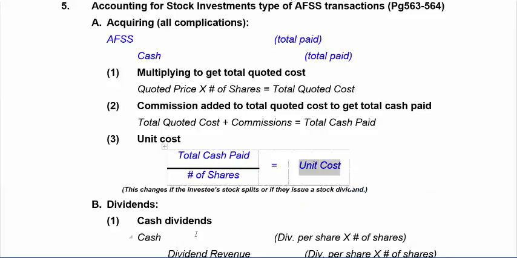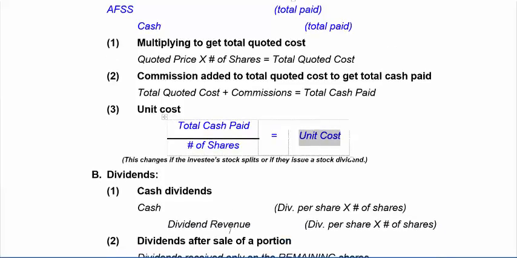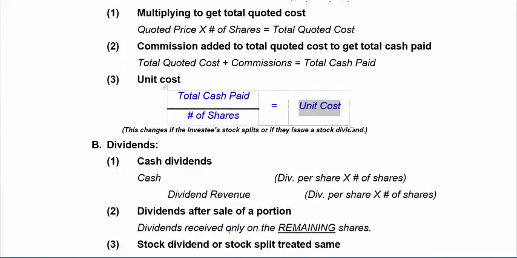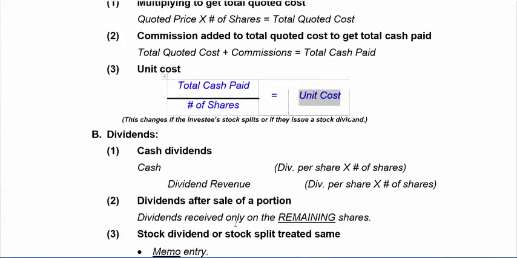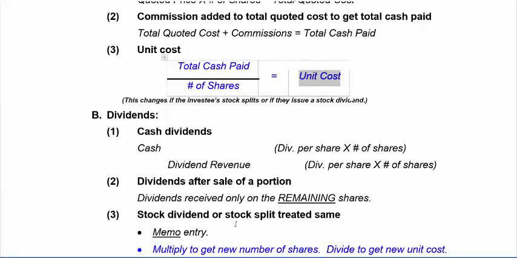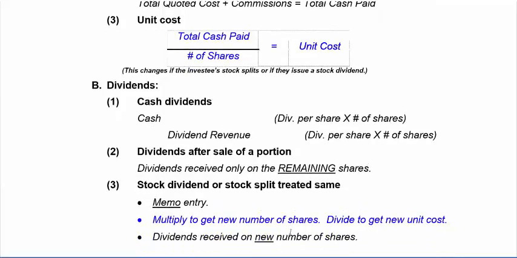So cash dividends, just the dividend per share that you're being told you're going to get times the number of shares, and dividend revenue, same. If you sell some of your shares, then you're going to be receiving dividends only on whatever shares you actually have left. But if the company does a stock dividend or a stock split, you're going to make a memo entry, a memorandum entry, and that means no debit, no credit. So your book may say something like you don't make an entry. You actually make an entry, but it's no debits and credits. It's called a memorandum or a memo entry. And you're going to need to multiply to get the new number of shares and divide to get the new cost. And you'll get your dividends on the new number of shares.